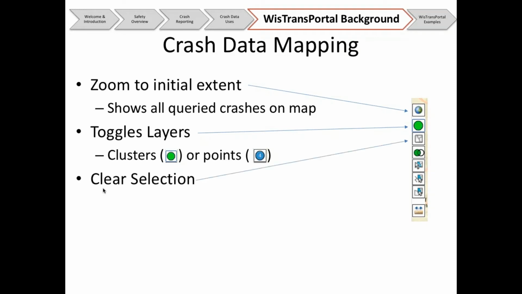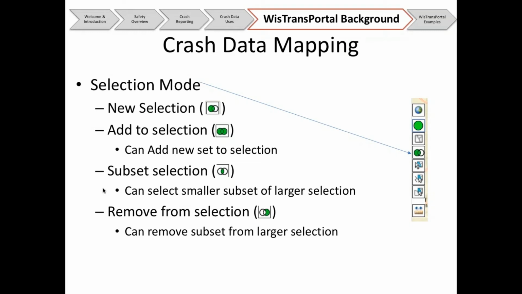I can clear the selection. The selection modes. So you can do a couple different things here. You can do a new selection. Maybe after I do that new selection, I want to add to it. So I want to add a new set to the selection. Maybe I want to do a smaller subset of a larger selection, or I can remove sections if I want to. So again, depending on how you want to look at this, are you looking at it on a corridor basis? Are you looking at two different cities? And again, we'll go through some examples here.